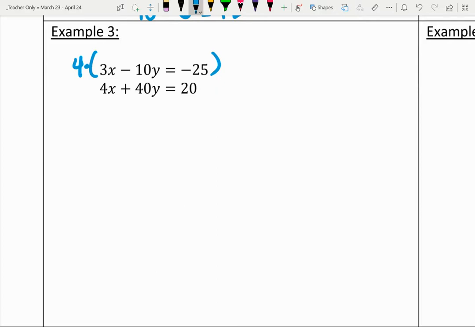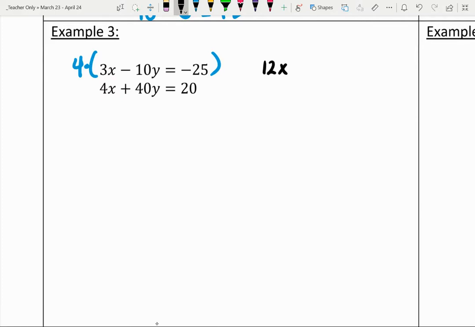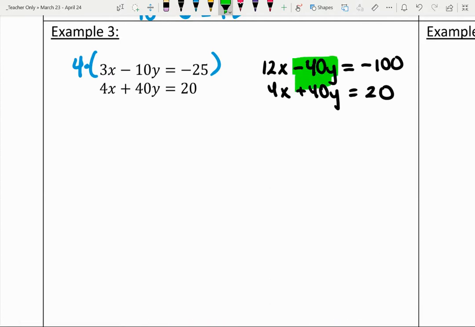So what that will give me, 4 times 3x will give me 12x. 4 times -10y will give me -40y. And then again on the other side of the equal sign, don't forget that 4 times -25 will give me -100. Then my second equation stays exactly the same. 4x plus 40y is equal to 20. And by multiplying that top equation by 4, I've got that zero pair.